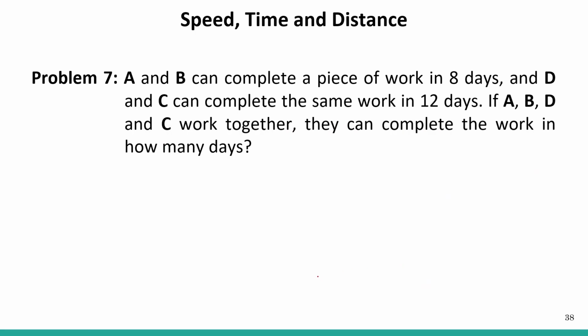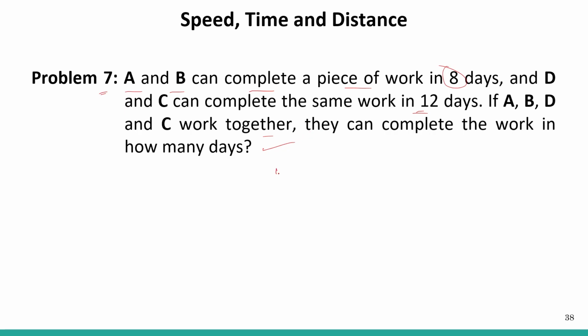Let's go for problem number 7. A and B can complete a piece of work in 8 days, and D and C can complete the same work in 12 days. And A, B, D and C working together, in how many days can they complete the work? This is what is asked.